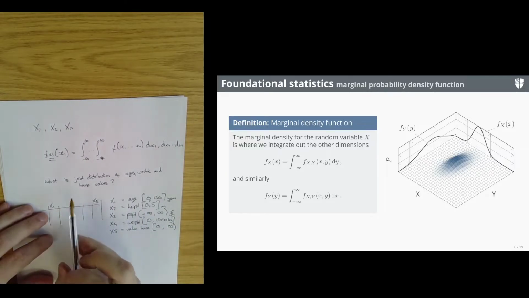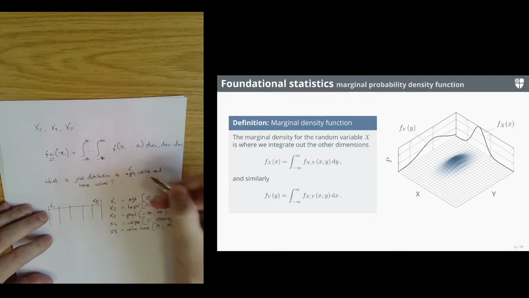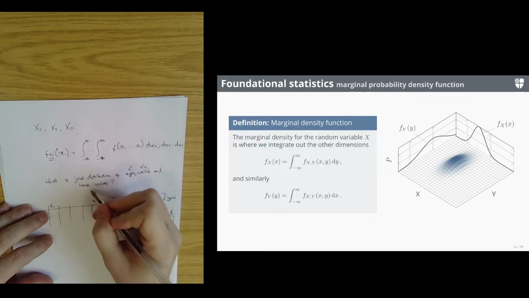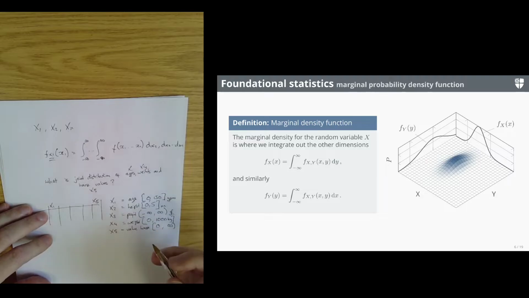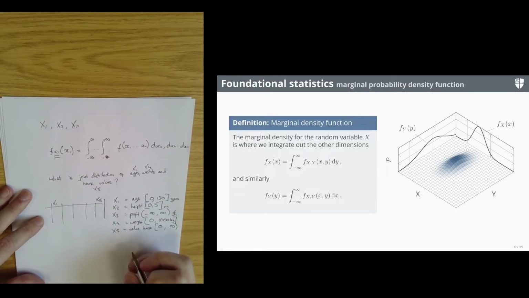So we want to ask this question: what is the joint distribution of the ages, that's x1, the weight x4, and the house value x5? So we want to find the marginal distribution of x1, x4 and x5. Therefore we have to integrate out x2 and x3 to compute that.